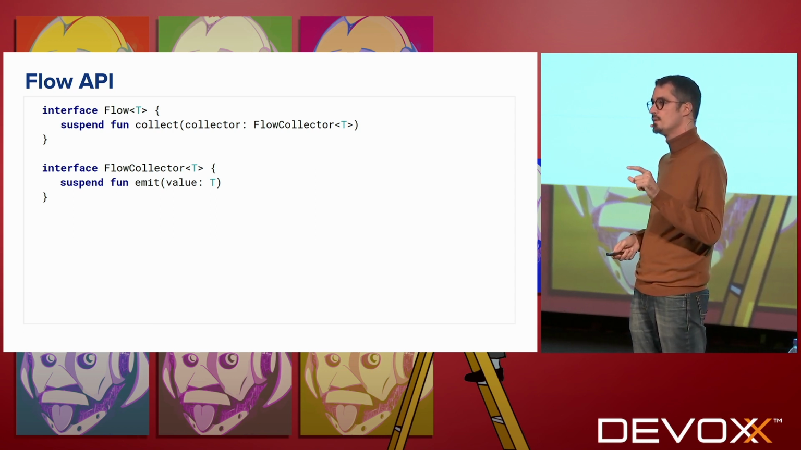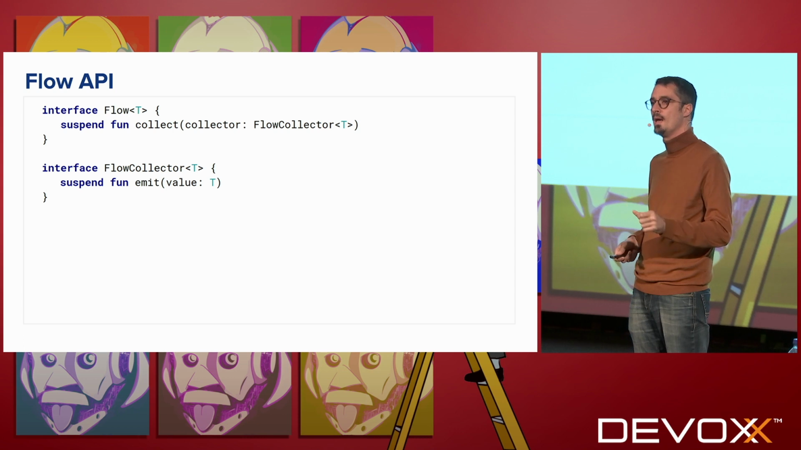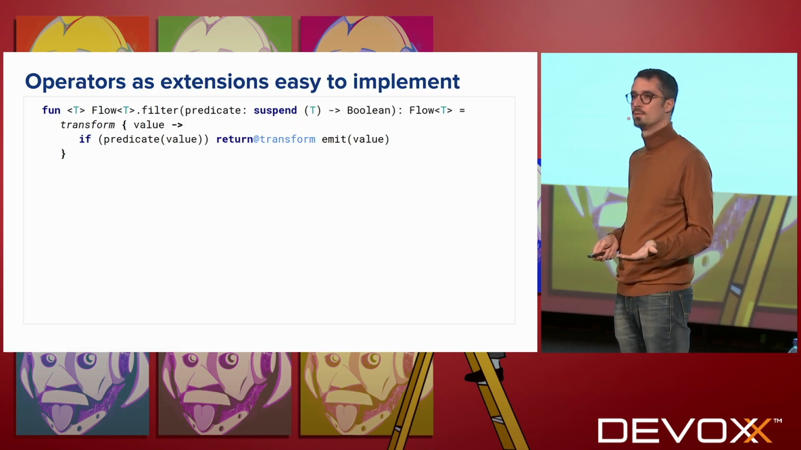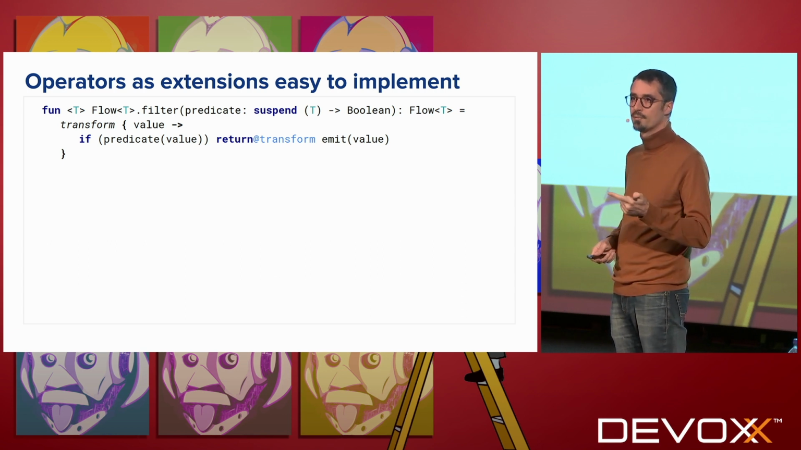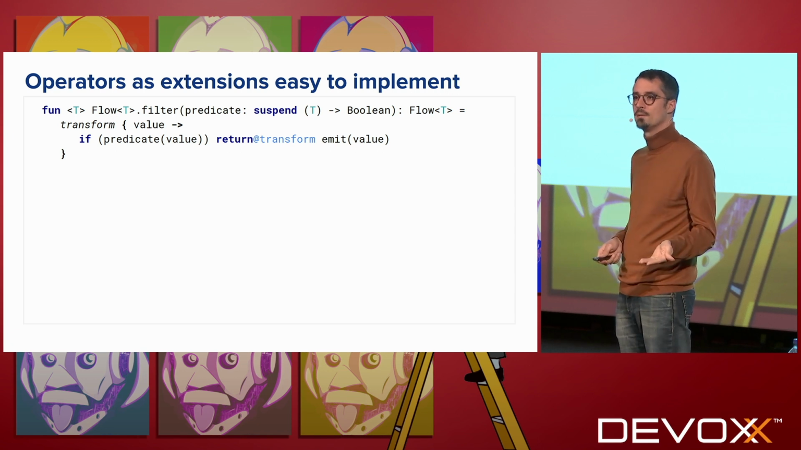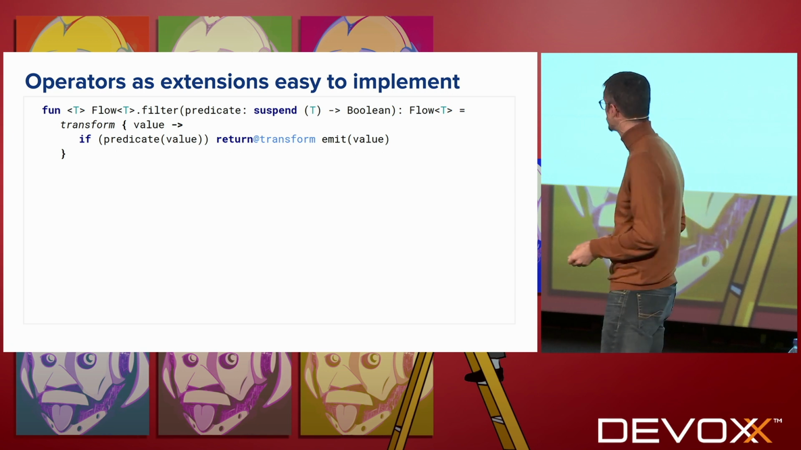Here, Flow is a very narrow API, and all the operators are provided as extensions. Okay, that means that operators like filter, map, zip, provided by the coroutines library, are available as extensions. And that also means that you can write your own operator as an extension as well.